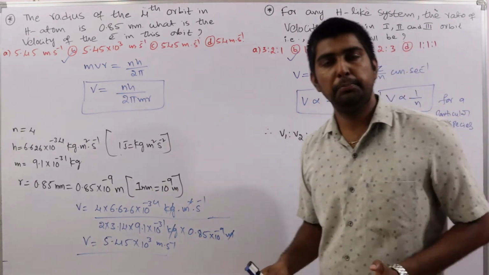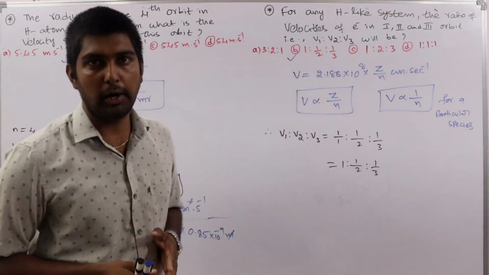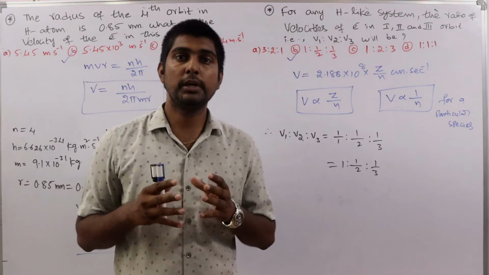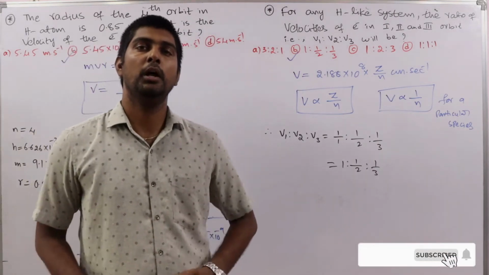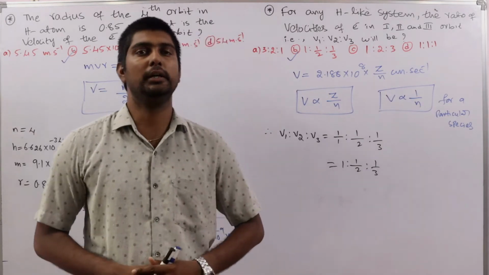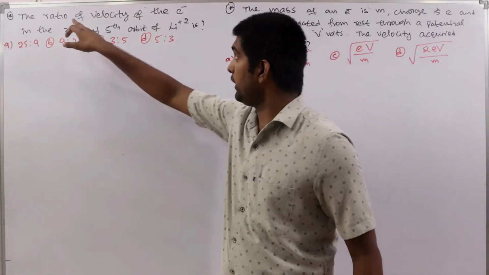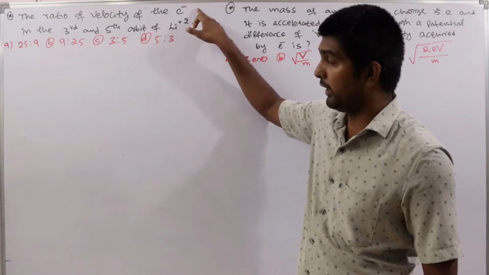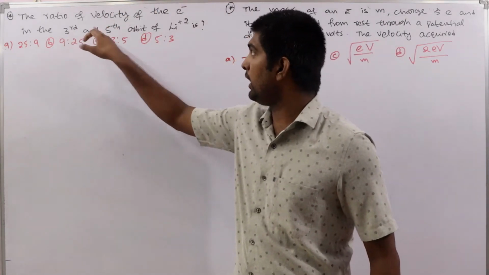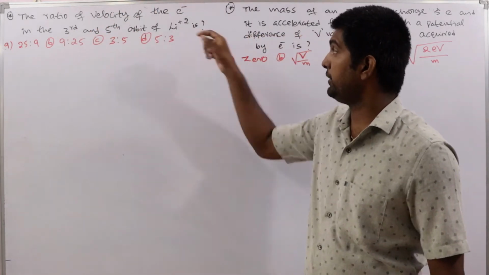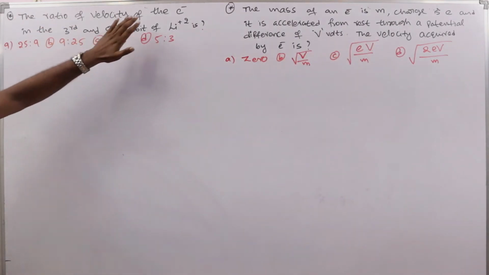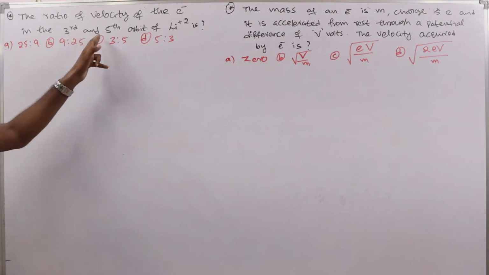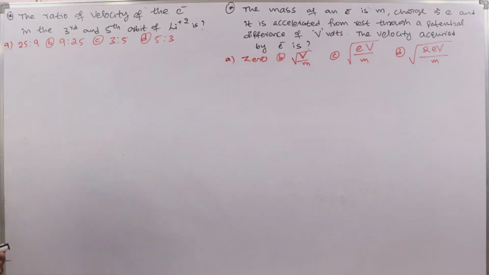Okay, so very simple. Remembering the formula is the important thing, and also the usage of that formula depending upon the provided information is one of the most essential things, right? The ratio of velocity of the electron in the third and fifth orbit of Li+2 is, okay, the ratio of velocity of the electron in the third and fifth orbit of Li+2.